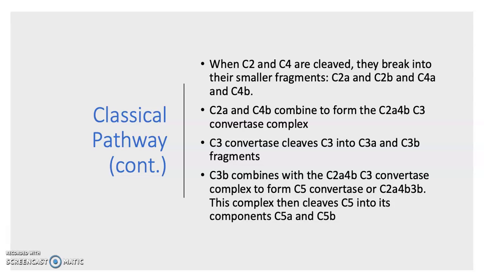This C3 convertase goes on to cleave C3 into C3a and C3b fragments. The C3b fragment is combined with C2a4b to form a C5 convertase called C2a4b3b. This complex then cleaves C5 into its components, C5a and C5b.